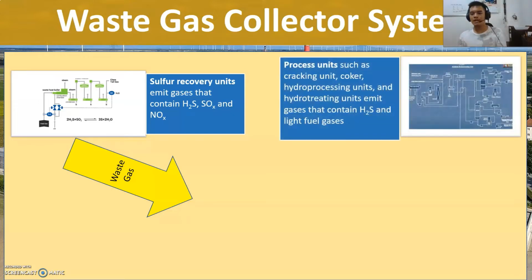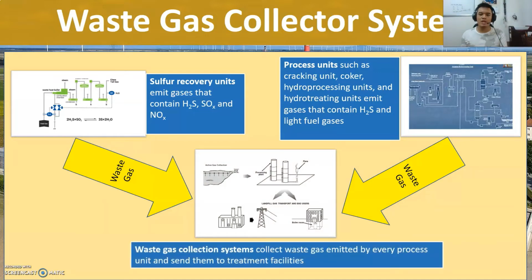Then let's have a point source example, which is from the process units itself, such as the cracking unit, coker, hydroprocessing units, hydrotreating units that emit gases containing hydrogen sulfide and light fuel gases. So these are planned wastes. They are taken note of by the material and energy balances, and they have their own arrow. So who collects this waste gas itself? Well, they are collected by the waste gas collector systems. They collect waste gas emitted by every process unit and send them to treatment facilities.